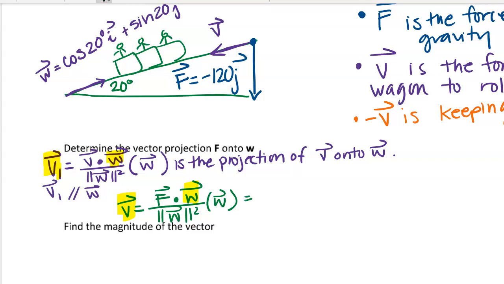Well, we want to find V1, because the question is to determine the vector projection of F onto W. So if we want to find V here, how do we find the dot product of F and W? What's the formula? Yeah, Kara? A1. So what is A1 for F? Zero times A2 for W, which is what?